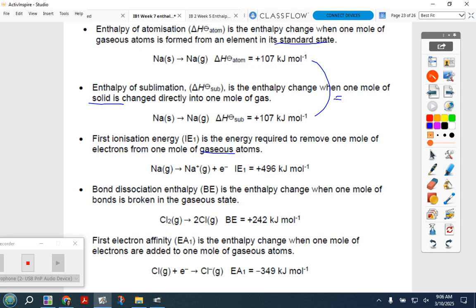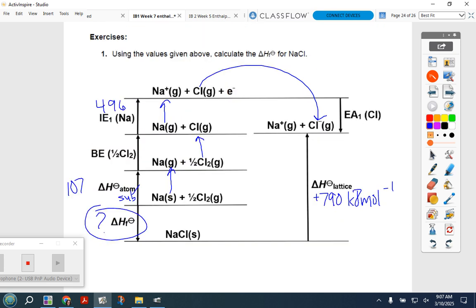So 121 is what we're going to put on our chart, because we're only doing half of this. So this is going to be 121.